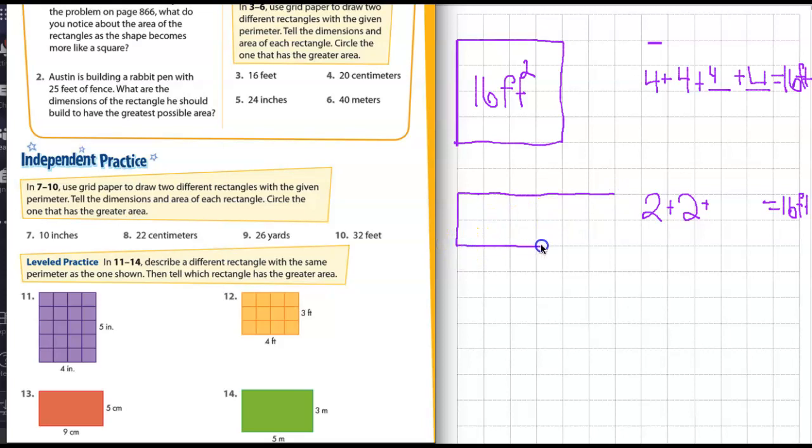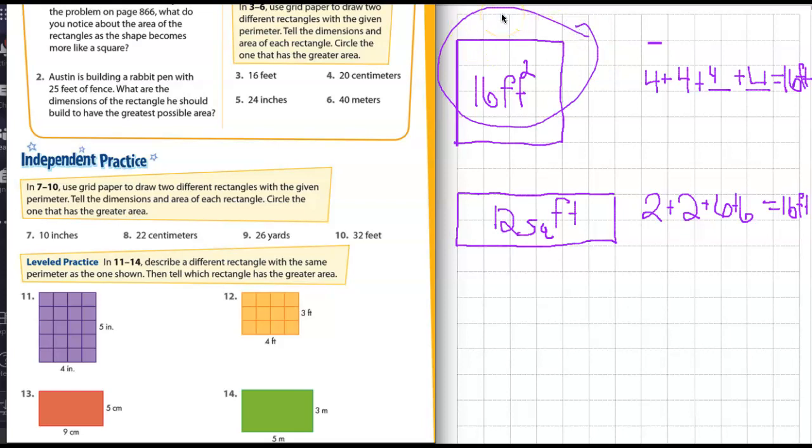1, 2, 3, 4, 5, 6, and then 1, 2. So we have the two sides that are 2, and then two sides that are 6. And that equals 16 feet. And if I count the squares on the inside, 2, 4, 6, 8, 10, 12, the area of this rectangle is only 12 square feet. So the rectangle with the bigger area is this one right on top.